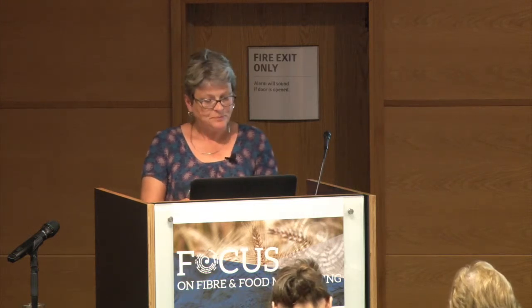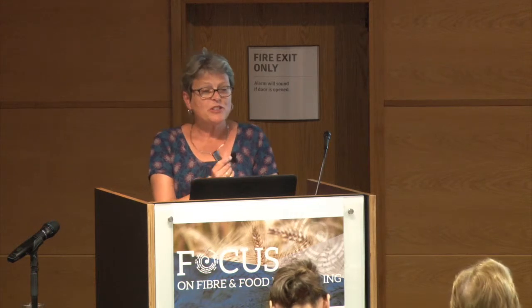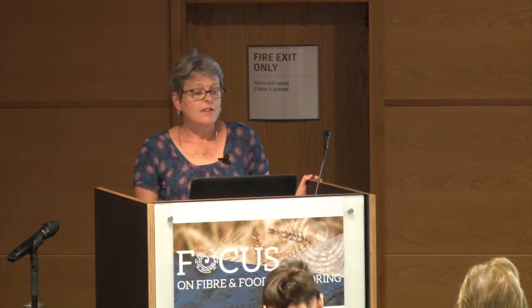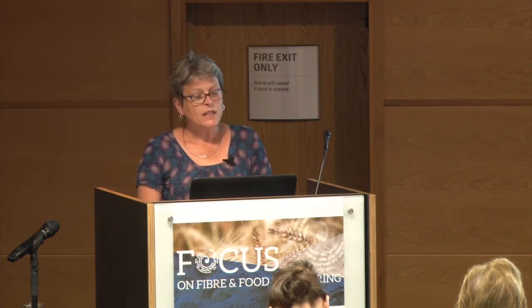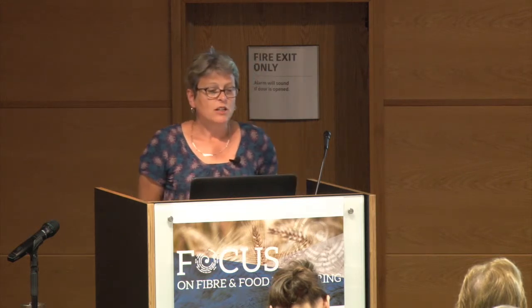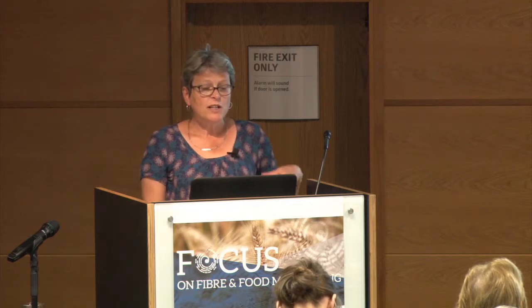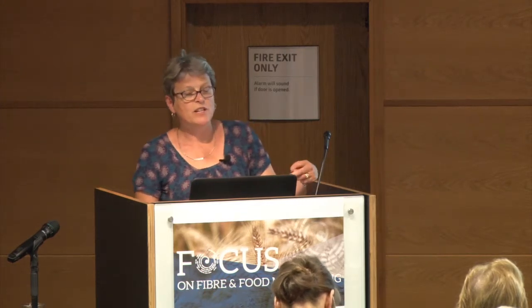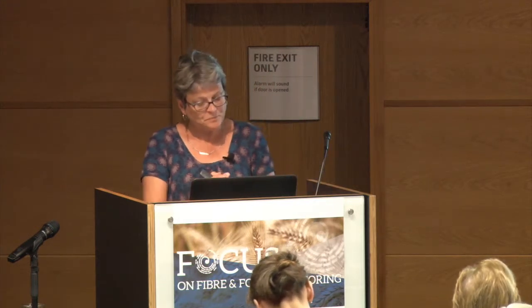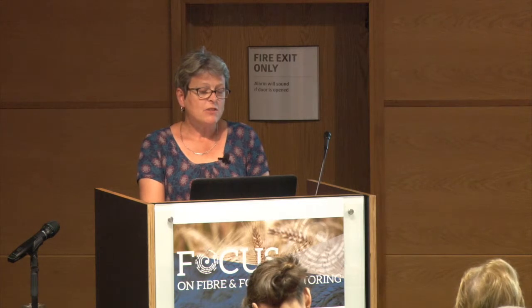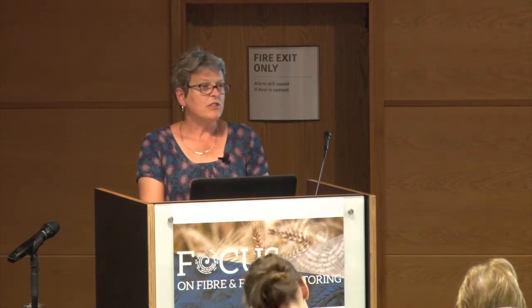One last cautionary note. I just can't help myself. Spot urine is completely inappropriate for estimating usual sodium intake in epidemiological studies. There is substantial measurement error on an individual basis, both random error and systematic error. Epidemiological studies that use spot urine to estimate usual sodium intake are unreliable and much more likely to show a J-shaped curve of association with adverse health outcomes. And if anybody is interested, this paper that I've referenced down the bottom, published last year, is an extremely elegant piece of research that demonstrates that in the Trials of Hypertension Prevention cohort. So public health policy mustn't be made on the basis of such flawed studies, even if they're published in very prestigious journals.